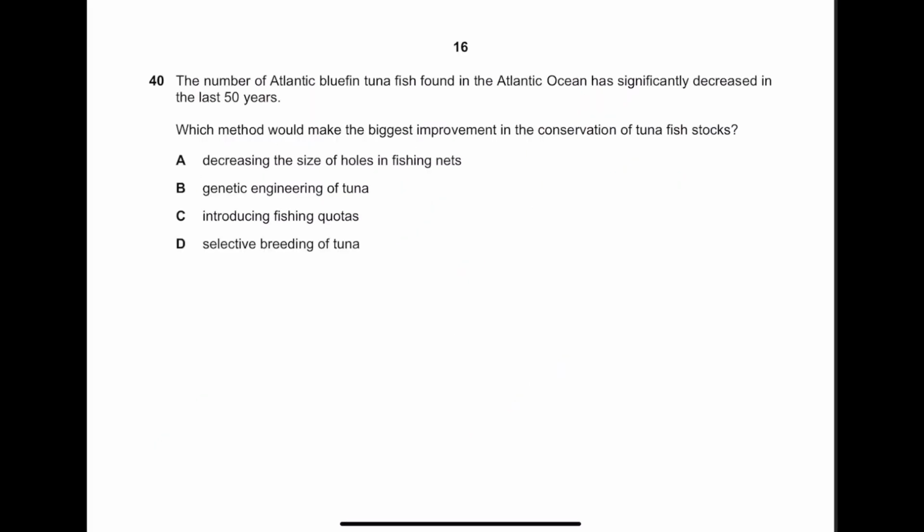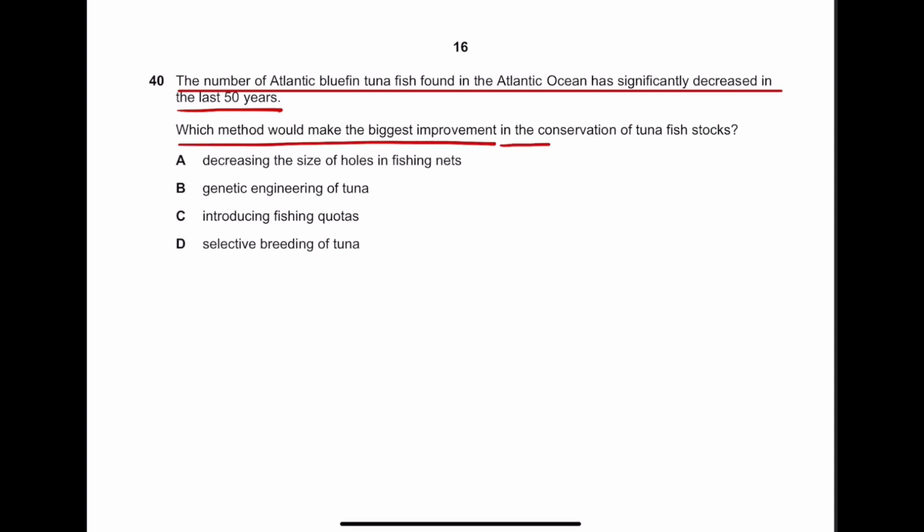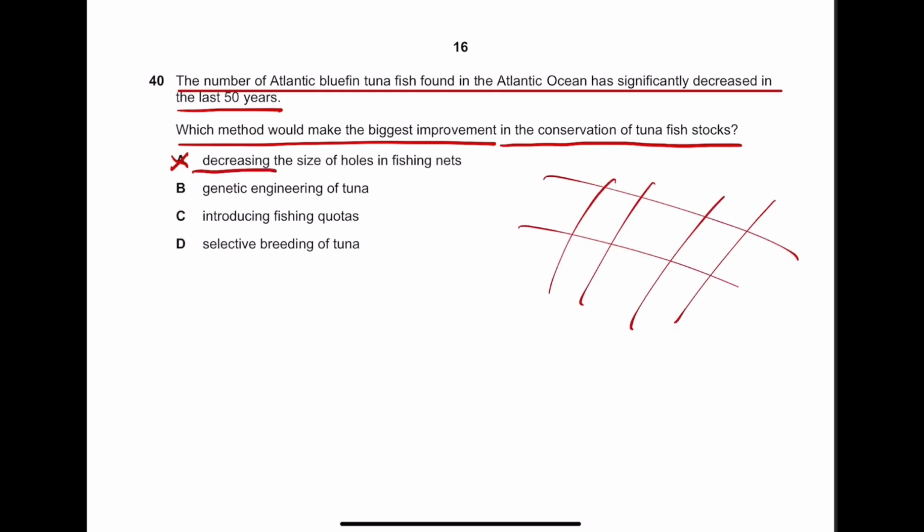Number 40, the last question of this paper. The number of Atlantic bluefin tuna fish found in the Atlantic Ocean has significantly decreased in the last 50 years. Which method would make the biggest improvement in the conservation of tuna fish stocks? Of course, in order to conserve tuna fish, A is not correct. You have to increase the size of the holes in fishing nets so that the young ones can just escape and we only catch the bigger ones.